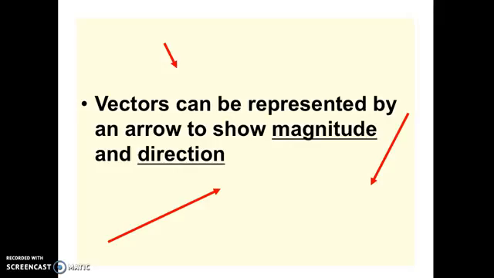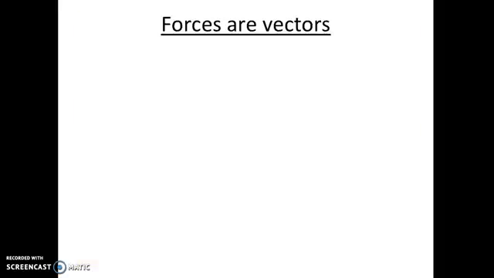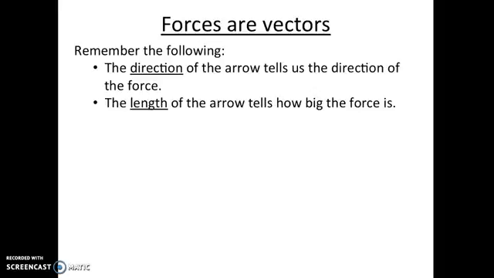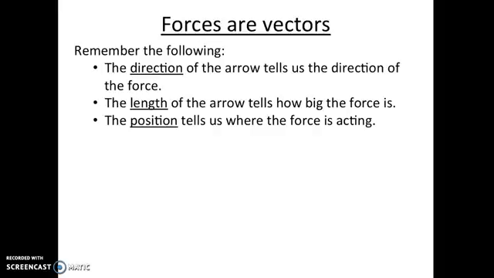So, first I want to remind you that vectors can be represented by an arrow showing magnitude and direction. This is important because we're going to be talking about forces, velocity and acceleration in this video, all three of which are vectors. Therefore, as forces are vectors, you need to remember the following when drawing them. The direction of the arrow tells us the direction of the force, the length of the arrow tells us how big the force is, and the position tells us where the force is acting. And it's this one that you might need to be a little bit careful about in some of these examples and questions. Please make sure you're showing the position in the correct place.